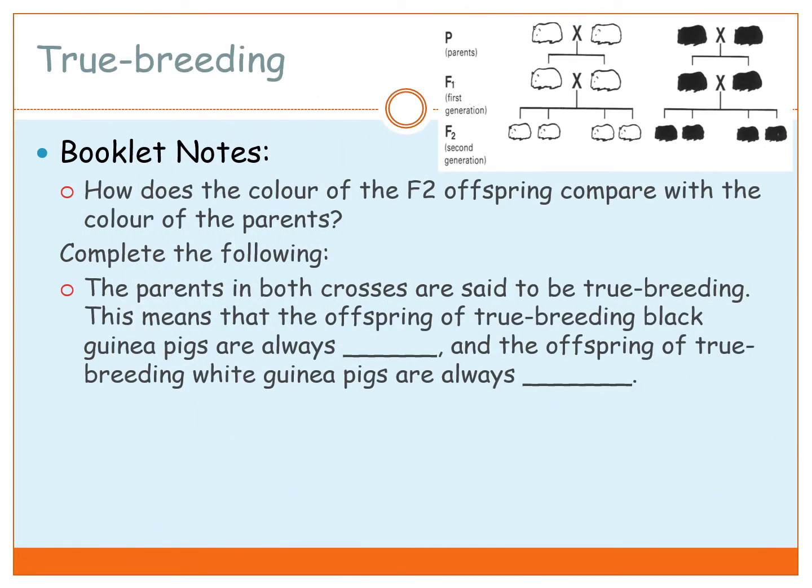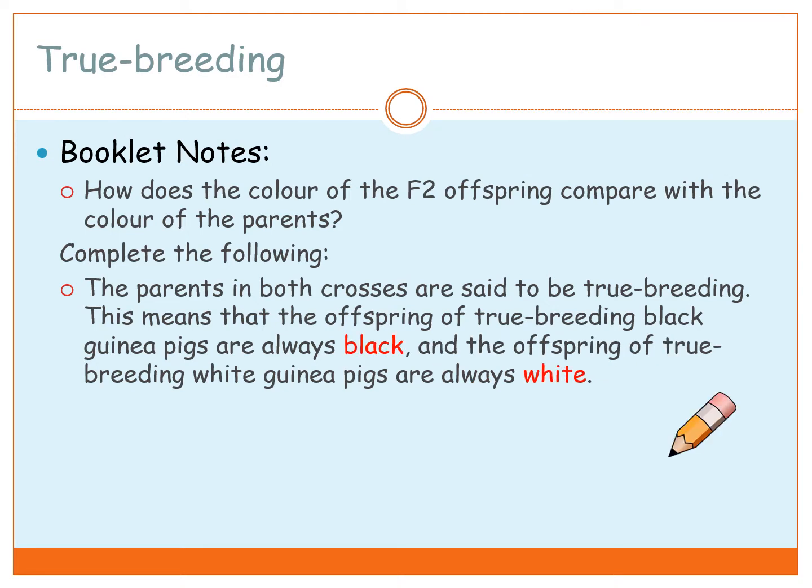Use this genetic cross and answer the question. How does the colour of the F2 offspring compare with the colour of the parent? The parents in both crosses are said to be true breeding. This means that the offspring of true breeding black guinea pigs are always, so what do all of these look like? What colour are they all? Okay, you're right if you said black. And the offspring of true breeding white guinea pigs are always, well, let's look at all of these. They're all white, so well done if you managed to say white.